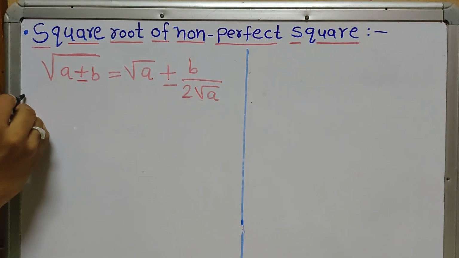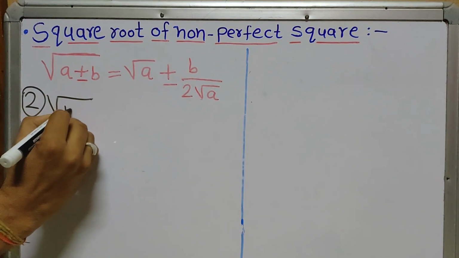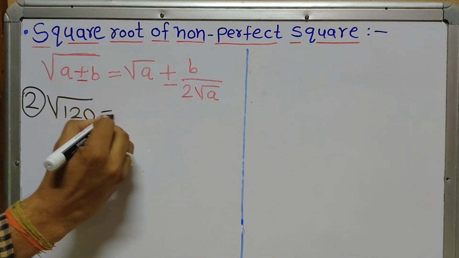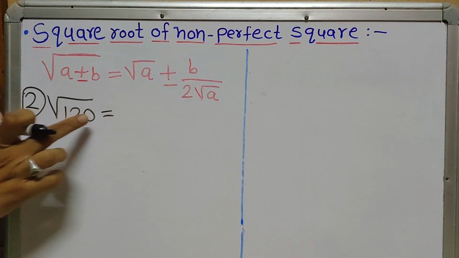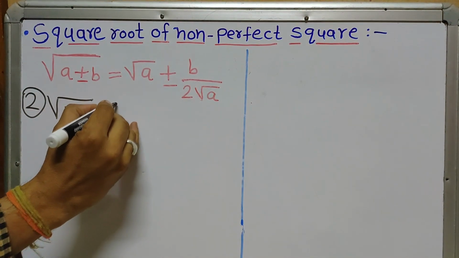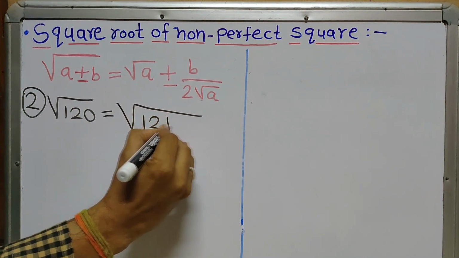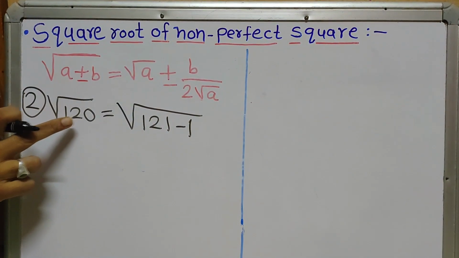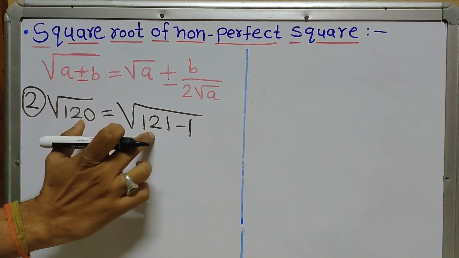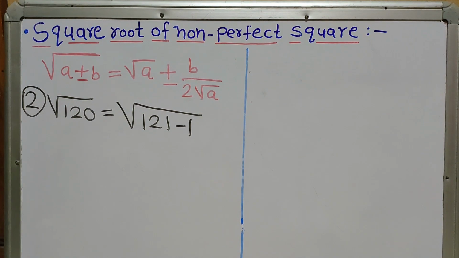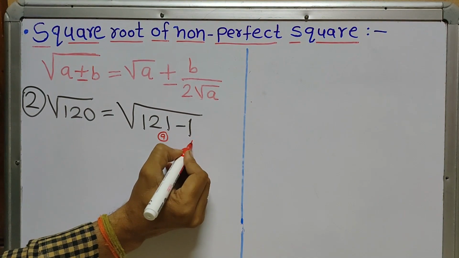See one more example. Square root of 120. Here 120 is a non-perfect square. Again, we split 120 like 121 minus 1, because 121 is the perfect square close to 120. So 121 minus 1. Again, consider 121 as a, whereas b is 1.